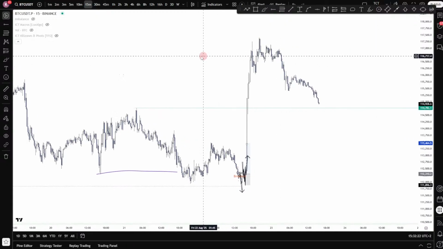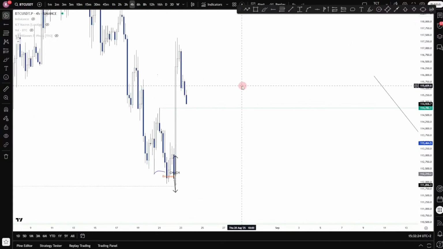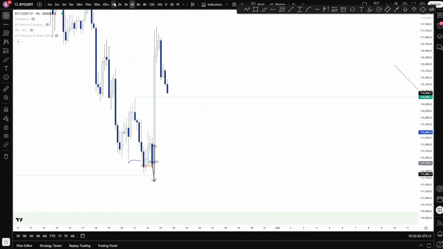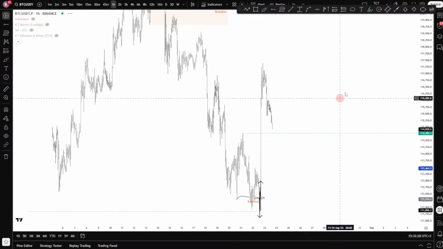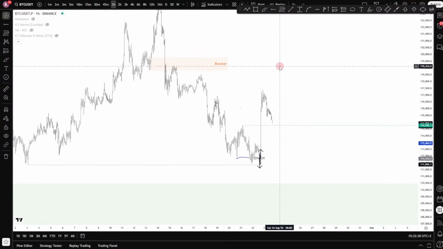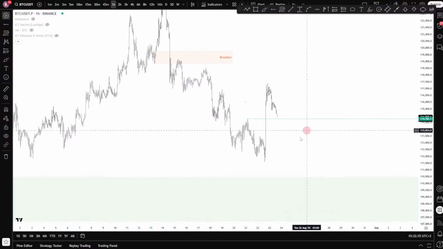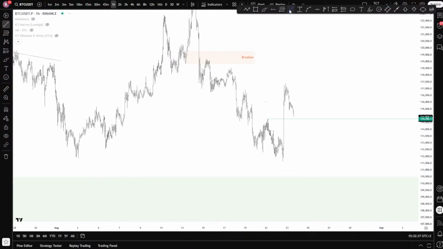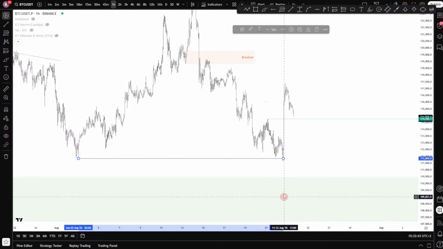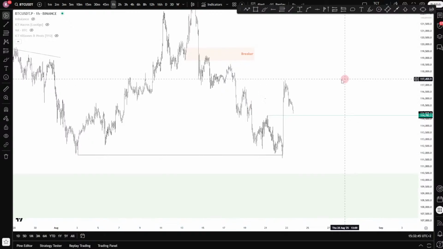Let's see here. What are support zones on Bitcoin right now? What can we expect next? Can we expect this trend to continue? Oh, this is really important to keep in the charts. There we go.